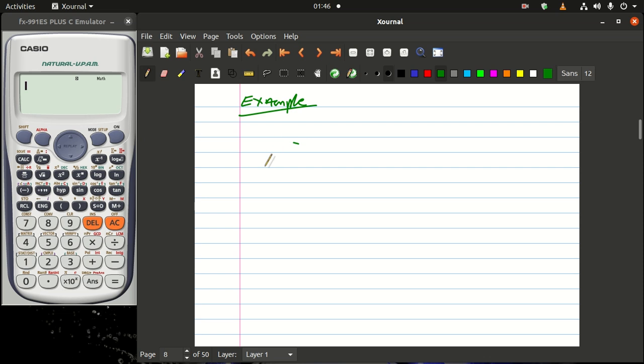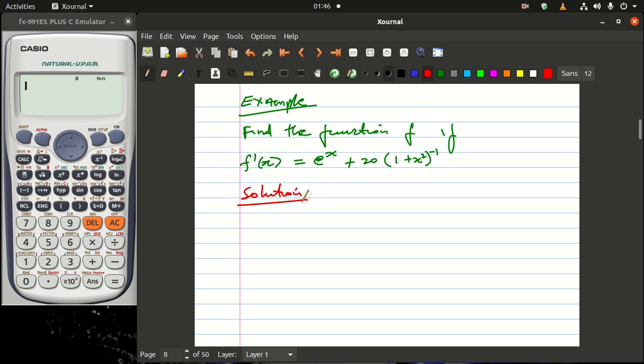So this example is saying, let me just say, find the function f if the first derivative with respect to x is just equal to e to the power x, and then you have a plus 20, and then you have 1 plus x squared, and then I have a minus 1 there. Of course, I want the solution down here. I'm looking for a solution.